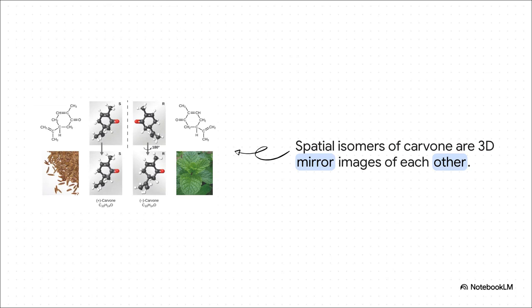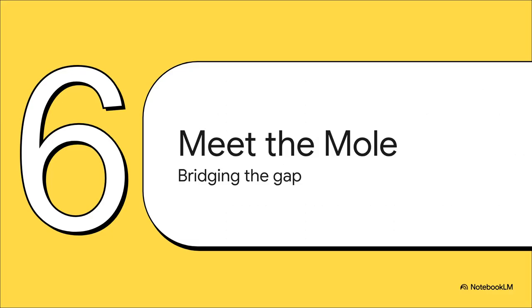It gets even crazier with spatial isomers. Look at the compound carvone. Here, the atoms aren't even connected differently. They are literally just 3D mirror images of each other, much like your left and right hands. S-carvone is found in caraway seeds and smells a lot like rye bread, but its spatial isomer R-carvone smells exactly like spearmint. Just a simple flip in physical space, and our biological receptors interpret them as completely different smells. Arrangement really is everything.